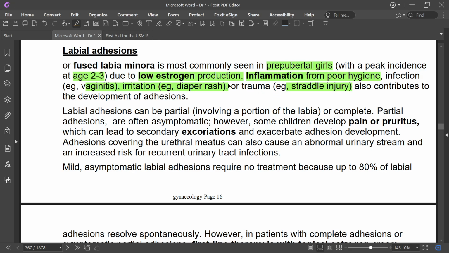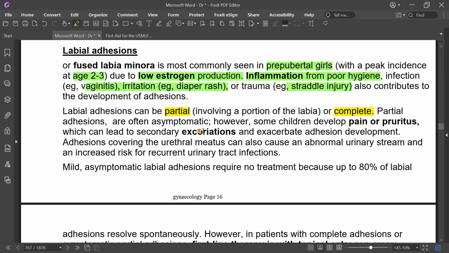A fused labia minora is most commonly seen in the prepubertal age of 2 to 3, due to trauma, inflammation from poor hygiene, low estrogen production, infection like vaginitis, or diaper rash. It can be partial, involving a portion of the labia, or complete. Two types.